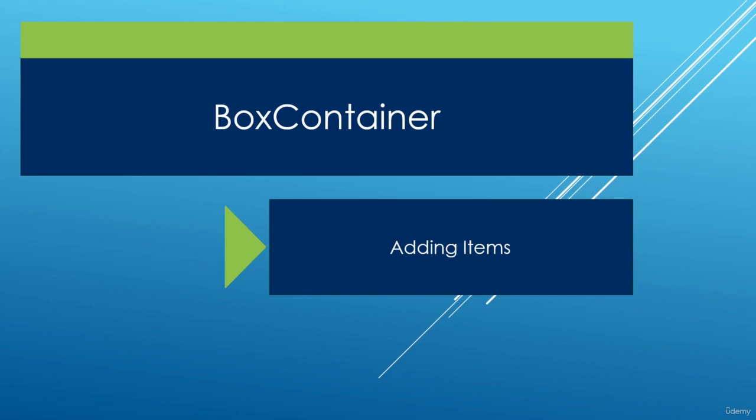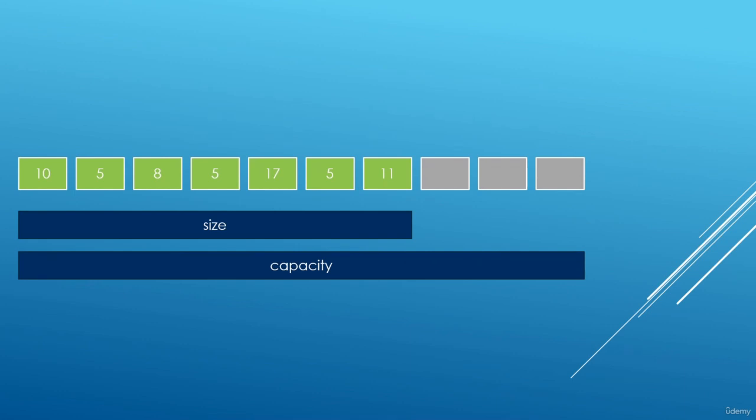In this lecture, we want to have the ability to add items to our collection, which is the box container that we just built in the last lecture. What we are going to do is go from a setup like we have here. If you go in here and count the elements, you're going to see that we have 1, 2, 3, 4, 5, 6, 7 elements. So our size is 7 and our capacity is 10.